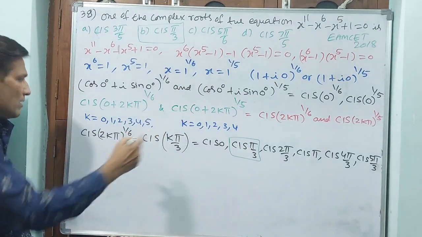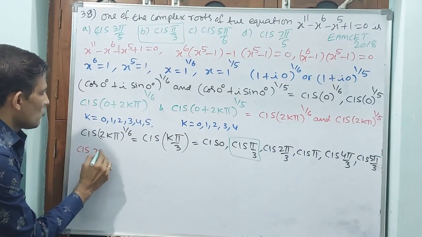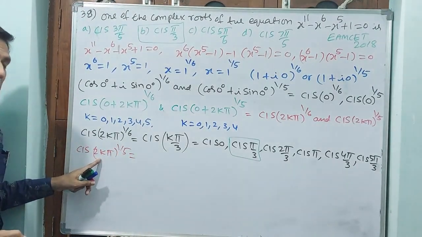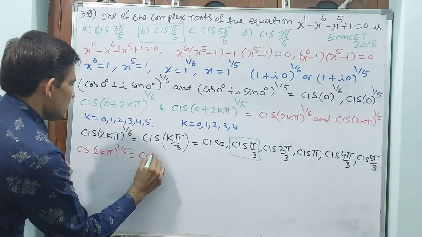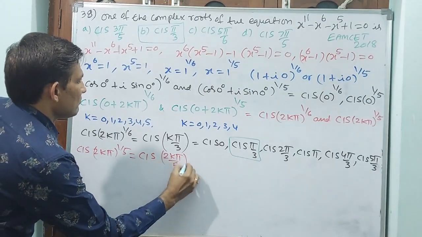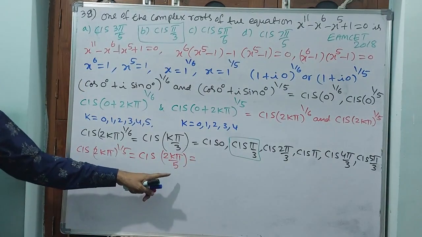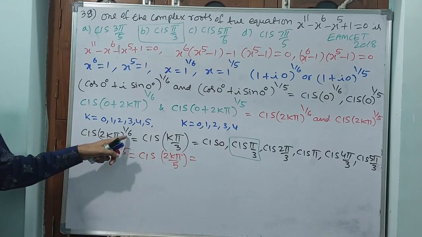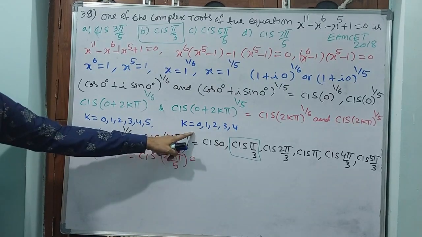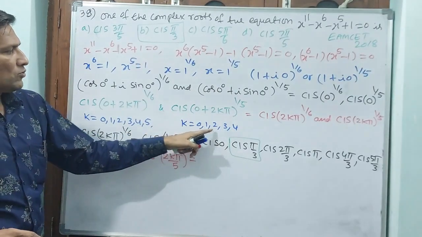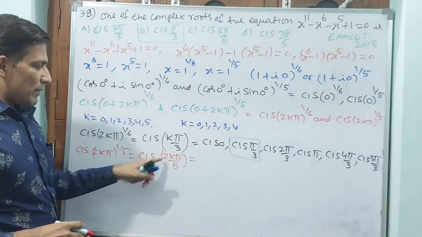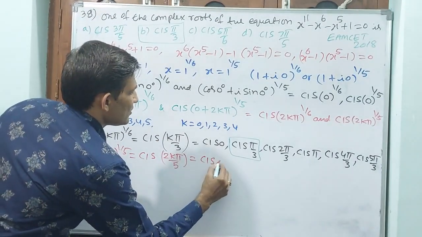CIS 2k pi to the power of 1 by 5 is equal to, see, the 5 will come, 2 by 5, CIS 2k pi by 5. Okay, 1 by 5 means 2k pi by 5. Here, no cancellation. Earlier 2 and 3 were gone. Okay, now this one. For this k will be, see, 5 means only 5: 1, 2, 3, 4, 5. That means 0 to 4. If you apply 0, automatically CIS 0, same as earlier.